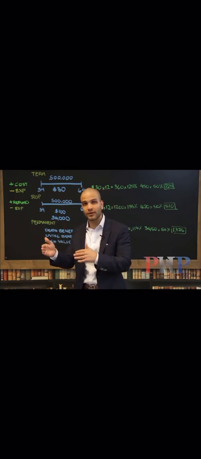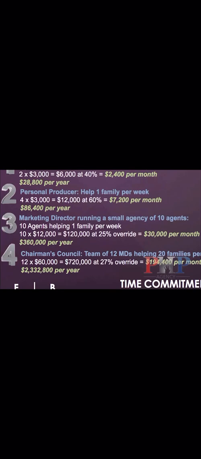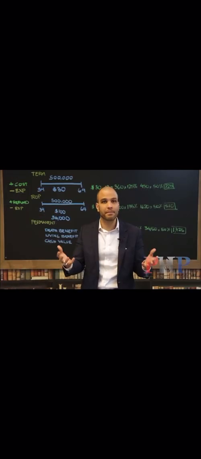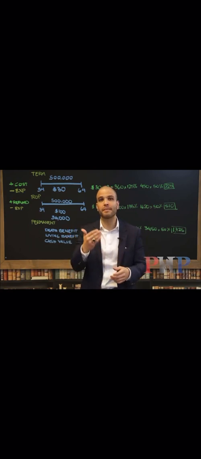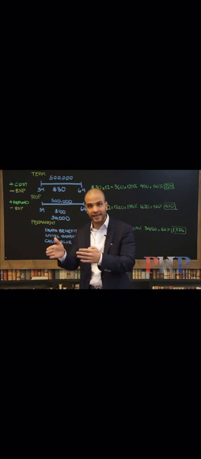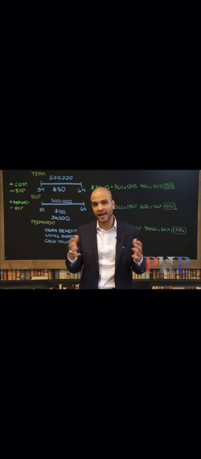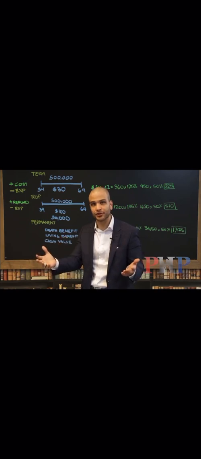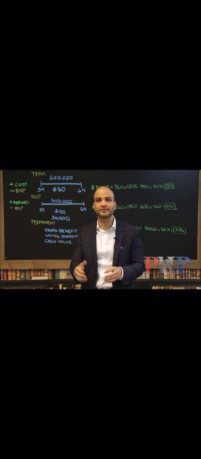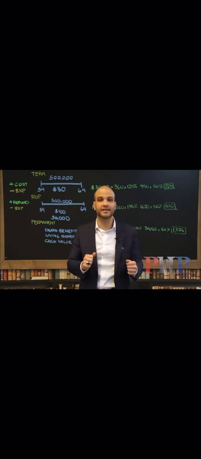Now the next one is becoming a marketing director. And a marketing director is one of our premier positions in our company, and that is one of the best that we have. Let's just say you become a marketing director, and you have 10 agents in our company producing $12,000 each. 10 times 12,000 is $120,000. Let's just say you make 25% of what the agents produce, 25% of 120,000, you're making $30,000 a month, $360,000 a year. How would you like making $360,000 a year?